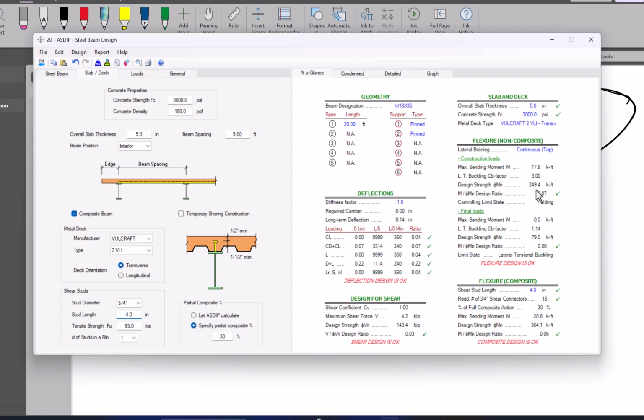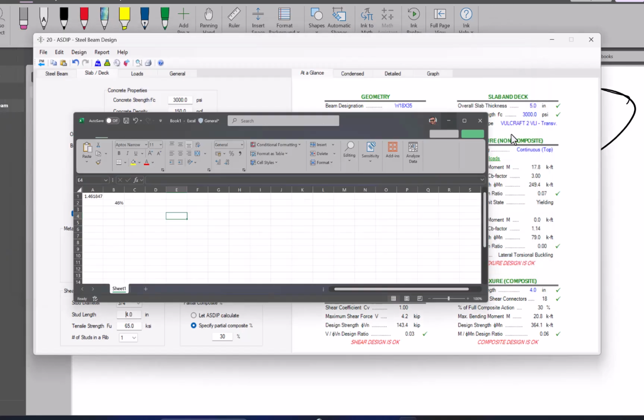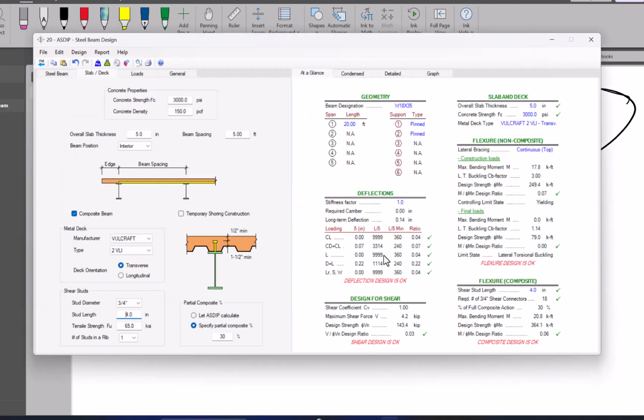The design moment strength I get for non-composite is 249. And if I do the composite action, I get a capacity of 364. That's a lot of capacity. 249 divided by 364, that's almost 46%. So that's a lot of saving we make with ICF flooring systems or composite flooring systems, and it's very much evident over here.